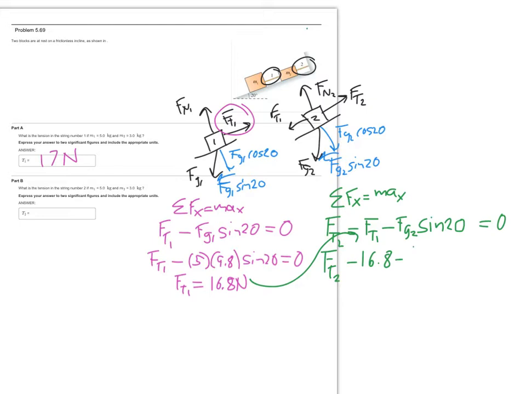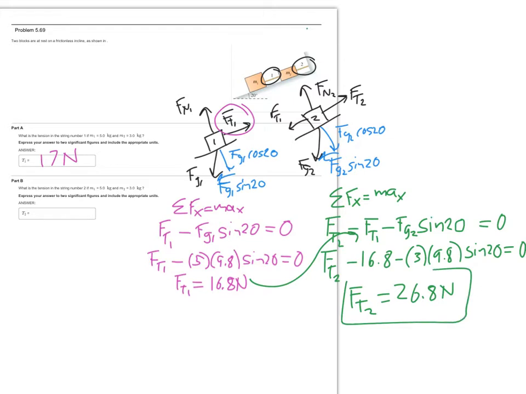And I can substitute in for FG2 sine theta. The mass is 3 times 9.8. That's my force of gravity times sine of 20, and that equals 0. When I go ahead and solve for FT2, I end up getting that it's equal to 26.8 newtons. Rounding it to 2 sig figs, we end up with 27 newtons.